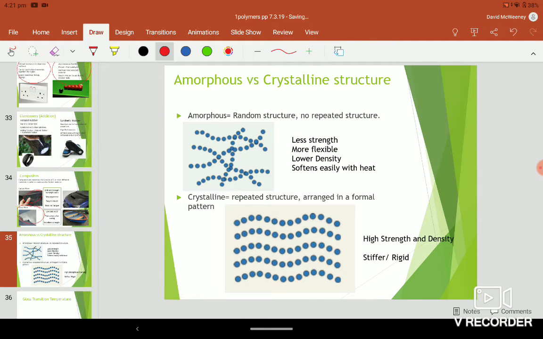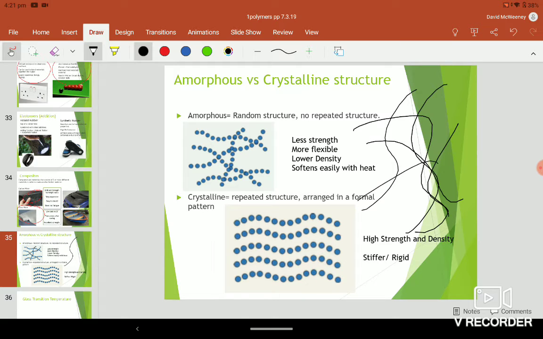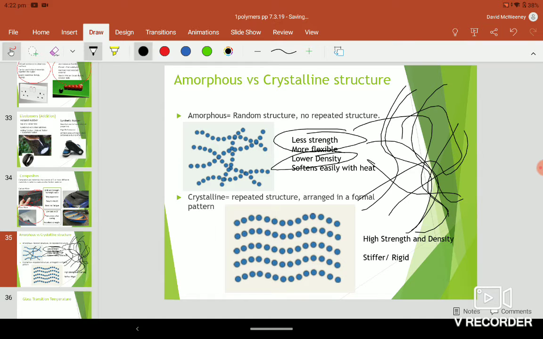So you have your different crystalline structures. Amorphous is a mess. For amorphous, your chain link molecules are all over the shop, like that. You have uniform strength because they're all intertwined, all woven in together. It has less strength, but it's a uniform strength, uniform the whole way across. It has lower density because they don't need to be as close together as in crystalline, so you can see how much closer these are. Lower density, and they soften easier with heat.